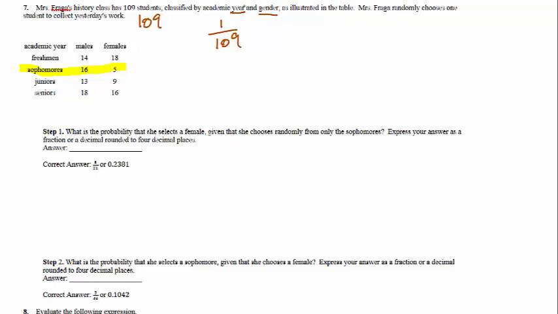Let me erase this. It's the number of results that we are interested in over the total possibilities. So what are the possibilities? Well, the possibilities are only sophomores. So I'm going to add these together and get 21. So my denominator is 21.